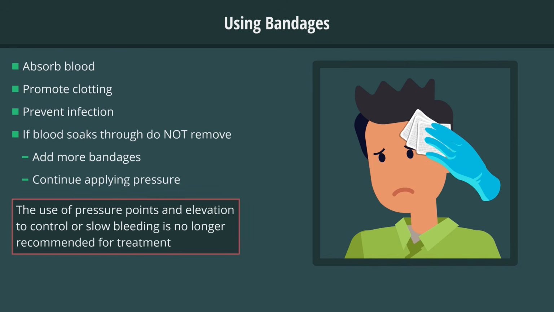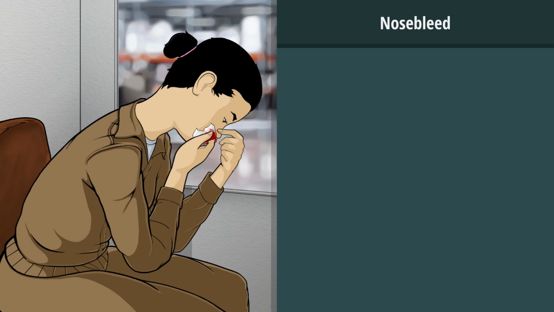The use of pressure points and elevation to control or slow bleeding is no longer recommended for treatment. To minimize the chance of infection, bandages should be sterile, and most are porous, allowing air to circulate through the wound to promote healing. Another common issue is a nosebleed.